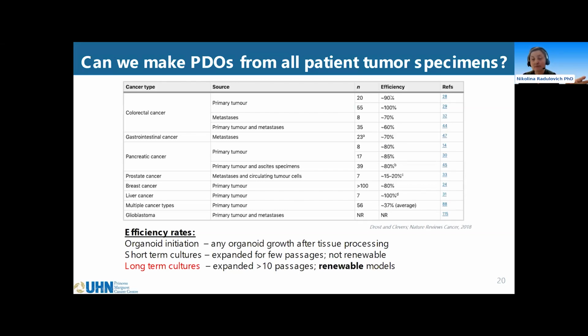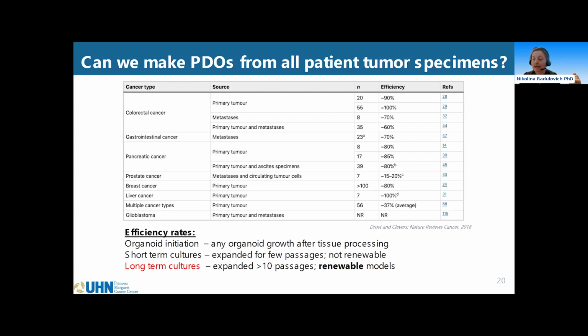The problem has been, when you read these articles, what is really defined as efficiency. For us as a living biobank, that is very important because we want to make a model that we can give to our researchers and they can continue working with, basically renewable models, just like a cell line. The efficiency rates are reported in different ways, depending on what article you're reading.